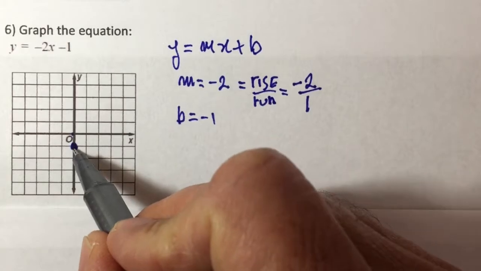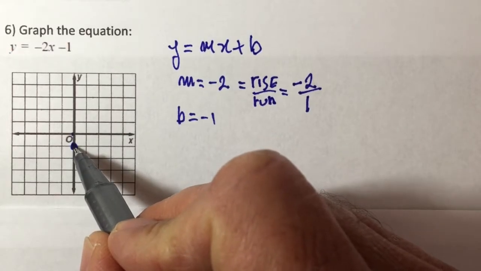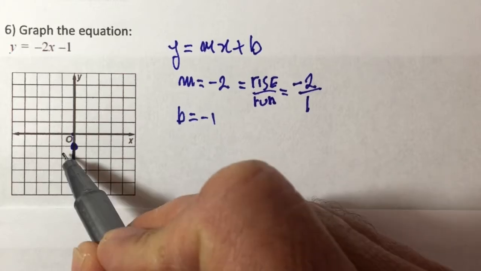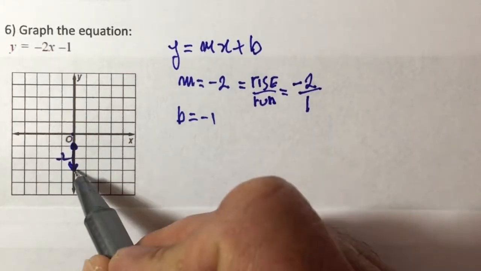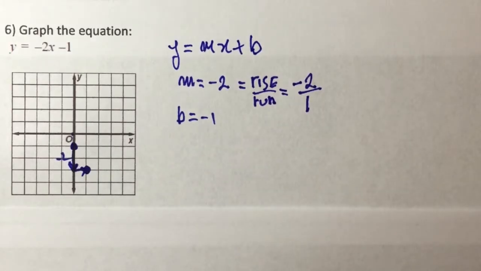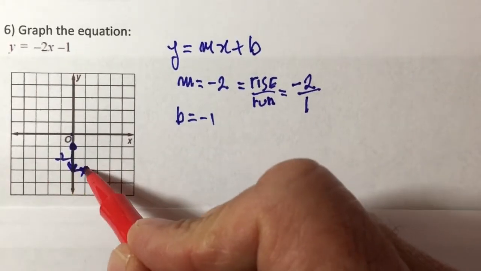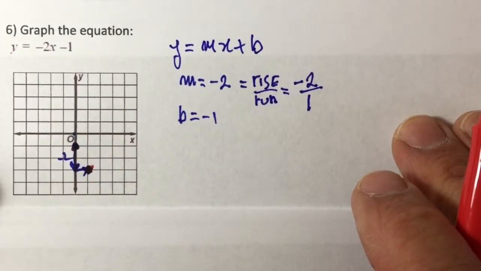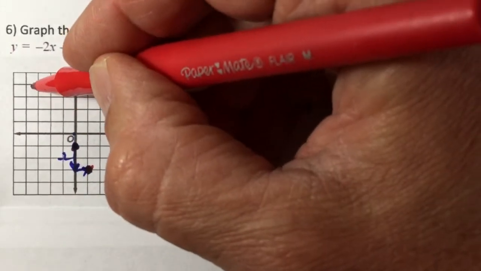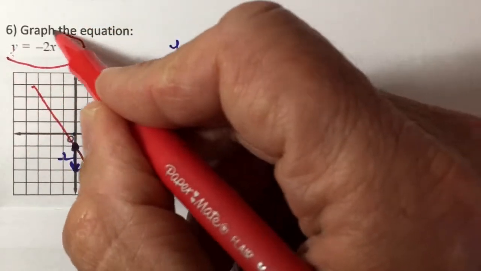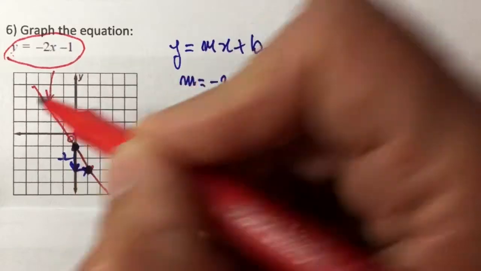So starting at this point, I'm going to rise -2, meaning instead of going up, I go down. How many? 2. Very good, this is -2. I'm going to run 1 to the right, and this is going to be my second point. I'm going to draw it in red, and this one in red. So when I do my line, I'm going to connect these 2 points. You're going to have this line that is the line represented by this equation.